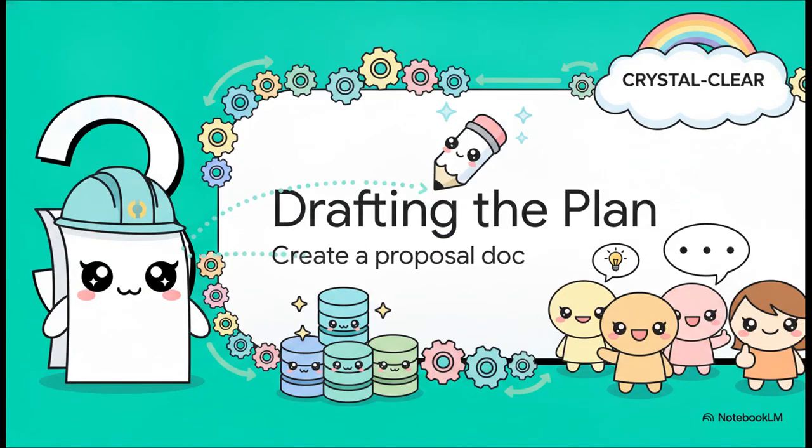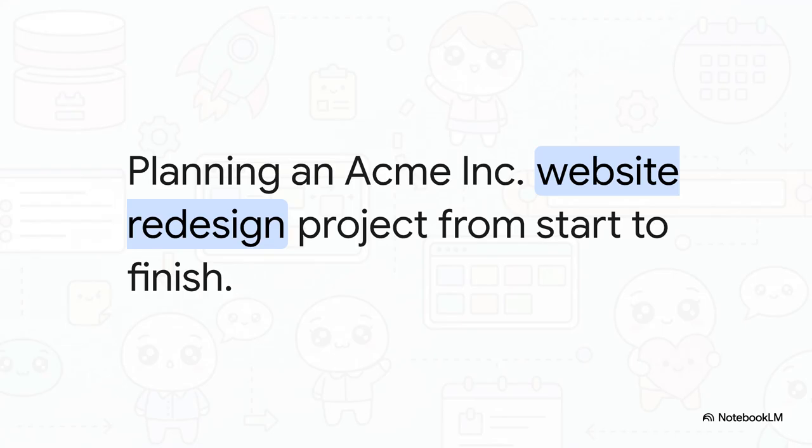Moving right along, before we track a single task, we have to draft the project plan. It is time to create a rock-solid proposal doc. We need to ensure stakeholder alignment from day one, and we do this through a comprehensive, clear-cut document. To make this super practical, we'll use a real-world example to anchor our learning today. We're going to look at a massive website redesign project for Acme Inc. We need a solid plan to get this whole idea out of our heads and turn it into reality.